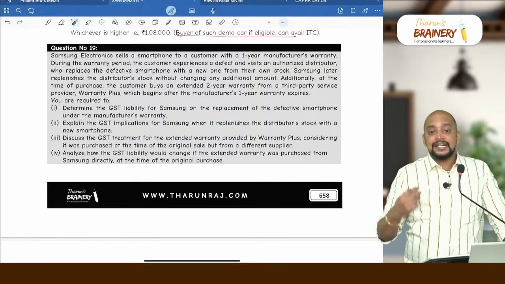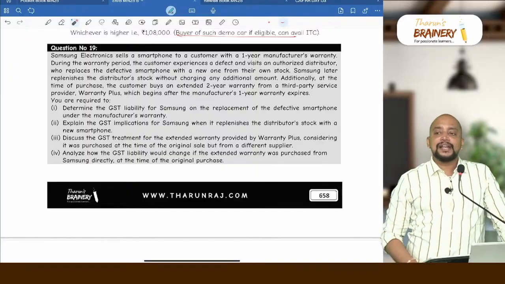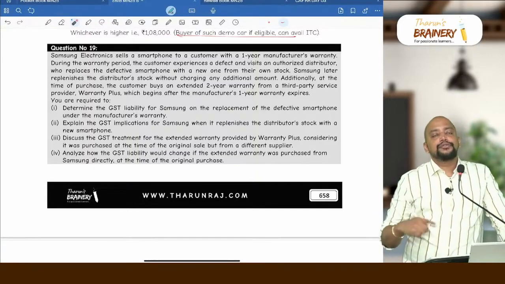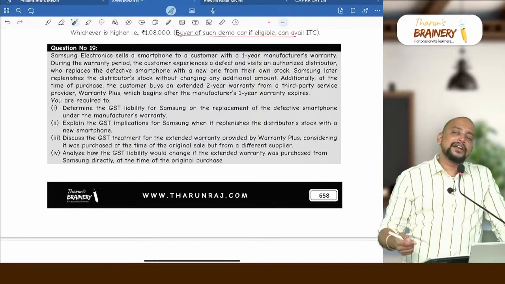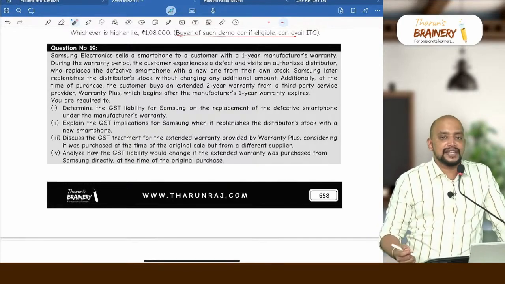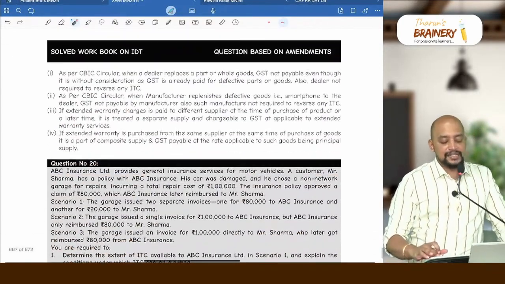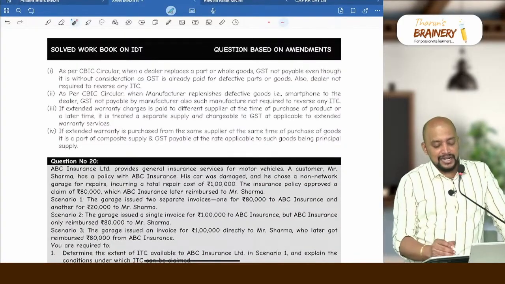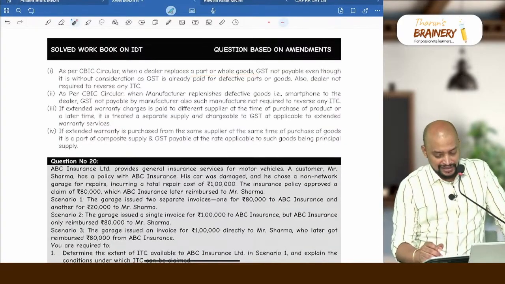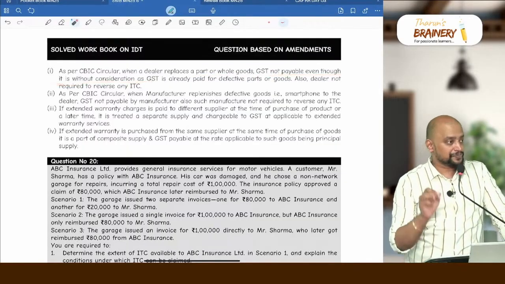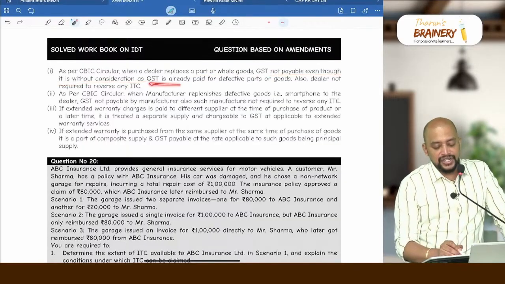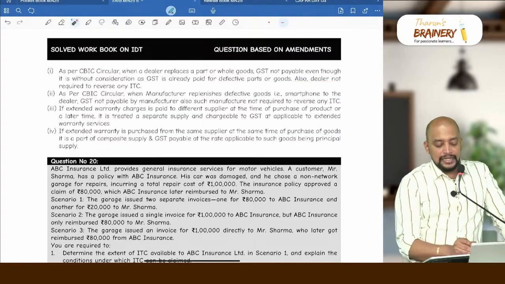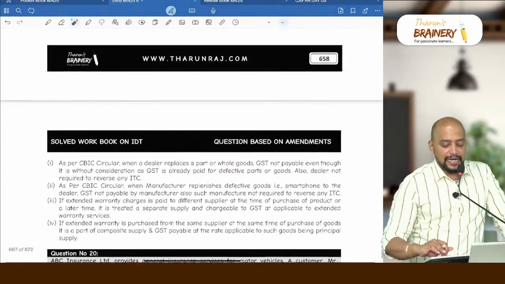So the dealer is replacing out of his stock. Does he need to reverse any ITC? No, he doesn't have to reverse any ITC. Moreover, does he need to treat it as supply under 71C? No. So see the answer for the first part. As per CBIC circular, when a dealer replaces a part or whole goods, GST is not payable even though it is without consideration, as GST is already paid for the defective parts or goods. Also, the dealer is not required to reverse any ITC.